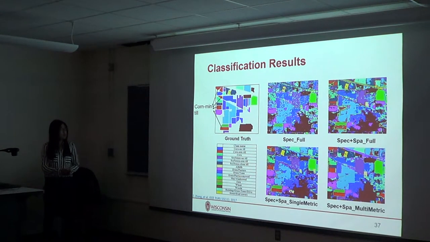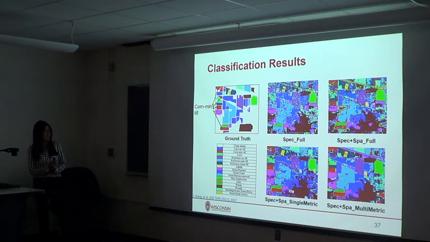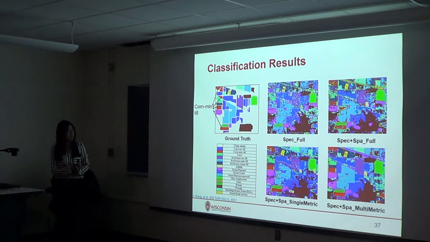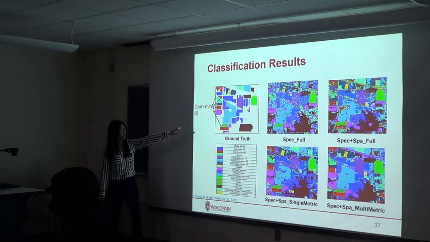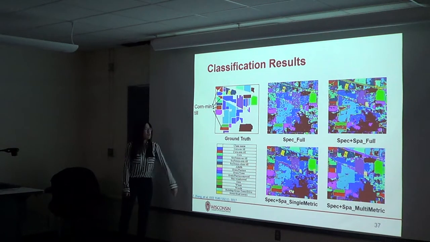Then the algorithm was applied on this data set. The last one is the classification map I got, and here's the ground truth map. We just compare different algorithms with the ground truth. So we can see that this one is less noisy and looks more similar to this one.